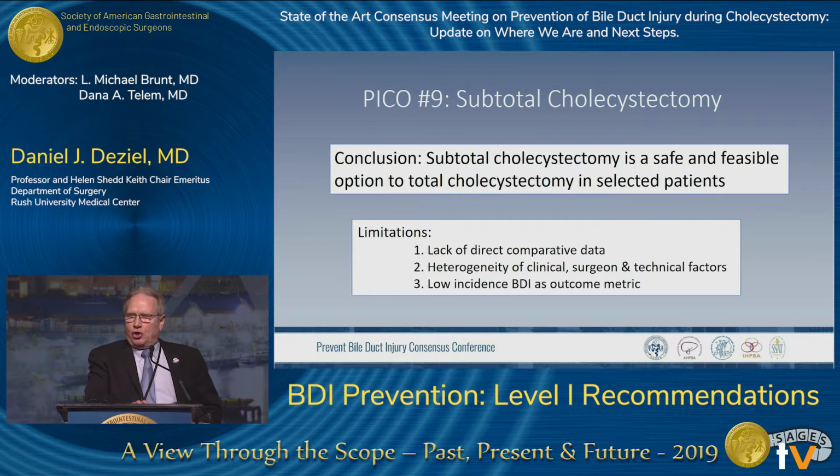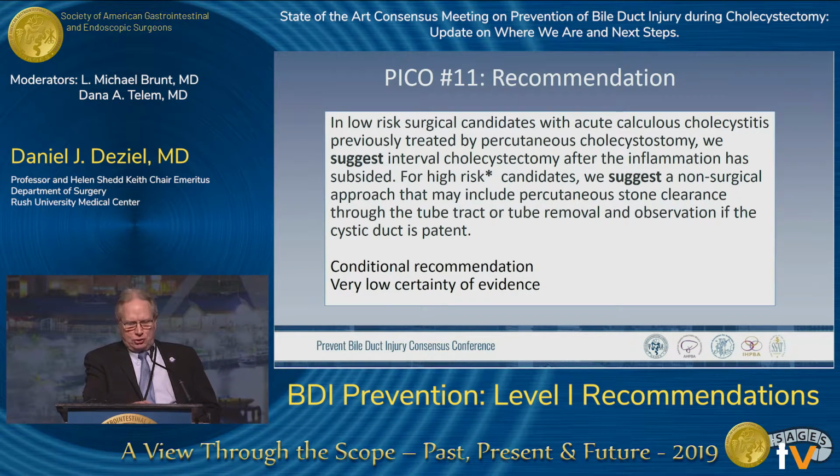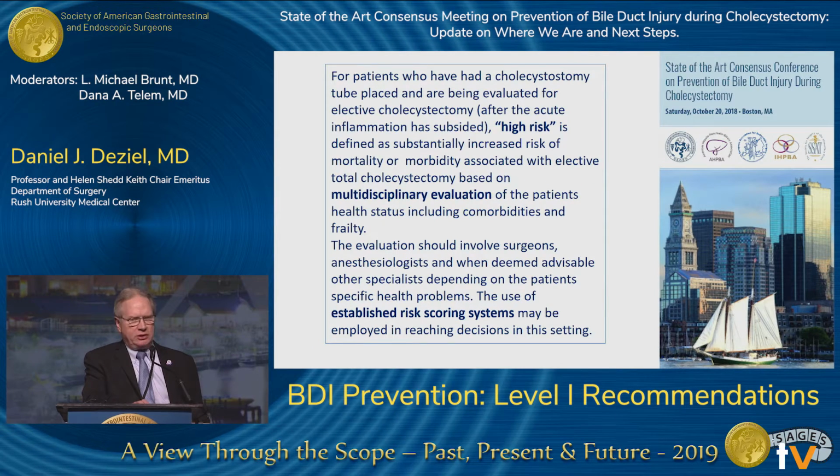Next question: should interval or delayed laparoscopic cholecystectomy versus no additional treatment be used for patients previously treated by cholecystostomy who have high comorbidity scores? In low-risk patients, we suggest interval cholecystectomy. In high-risk patients, a non-surgical approach is suggested. This is a conditional recommendation, very low certainty of evidence. A high-risk patient is defined as a patient who is deemed to be at increased risk for morbidity or mortality if they had an elective total cholecystectomy, according to a multidisciplinary evaluation and supplemented by the use of established risk scoring systems.